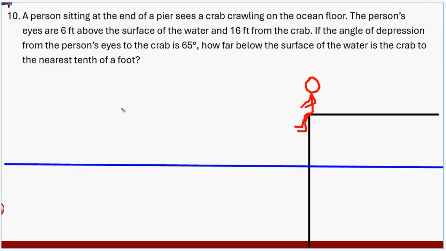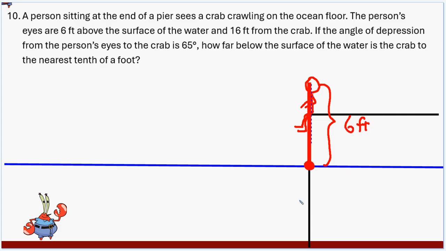All right, number 10. I got a person here sitting on the end of a pier, and they see a crab crawling on the ocean floor. Well, here's my crab. There he is. The person's eyes are 6 feet above the surface of the water. So here I'm going to use red and thicken it up. The person's eyes are 6 feet above the water. So this distance is 6 feet. And again, it ends right here at the water line.